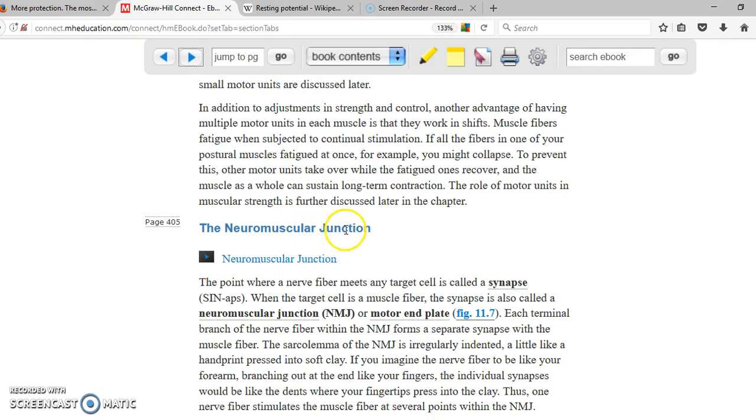Then it's the area junction where the nerve, neuron, and the muscle, muscular, get together. So what's the neuromuscular junction? The area where the nerve and the muscle get together. What did I say, that they get together? Because they do not touch.